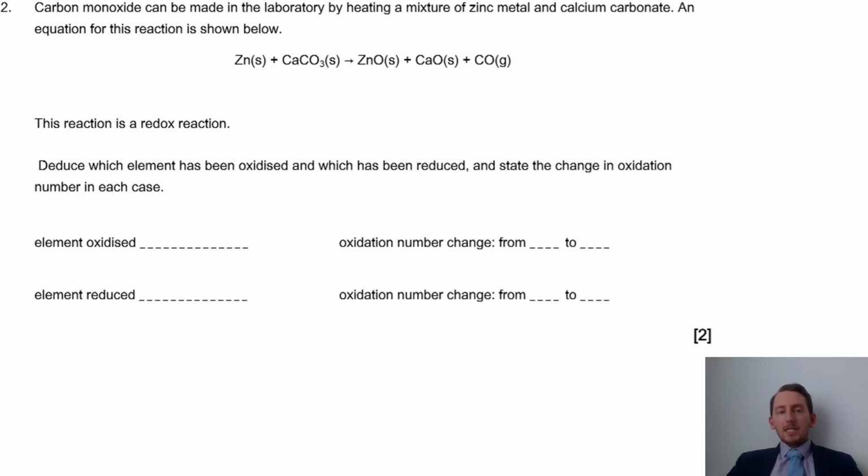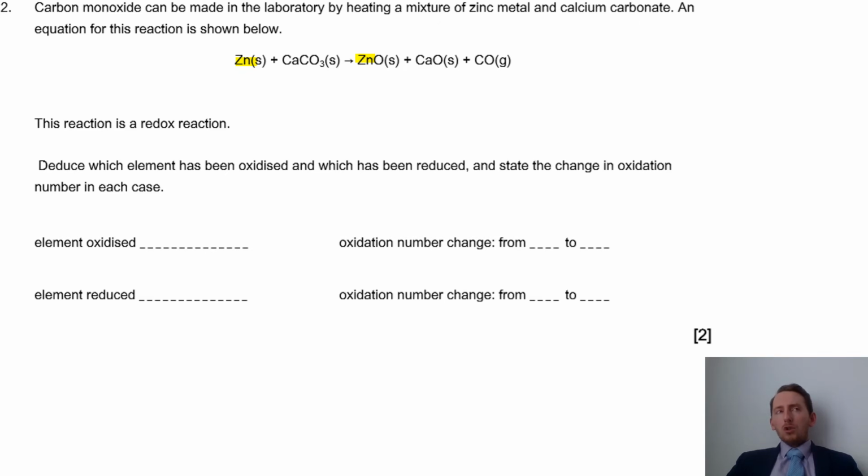Okay, and same again, we've got another equation there, redox reaction. Again, we've got to decide what's been oxidized, what's been reduced. Well, let's have a look. So if I start off with zinc, I've got that zinc is an uncombined element, so we're starting with 0. Then if I go to the other side, I have zinc that is here, bonded to an oxygen.